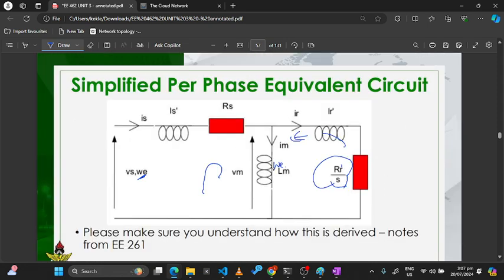Okay, so we've already looked at this circuit. We know where this comes from. This is the equivalent circuit referred to the stator side.